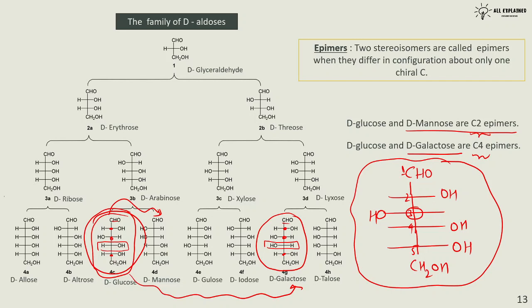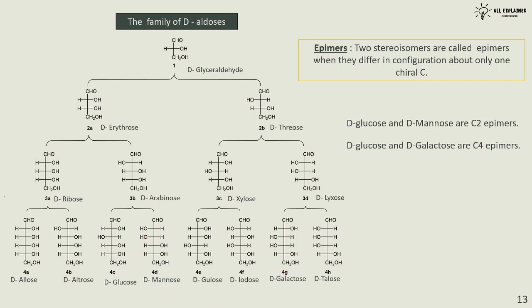So if you remember the configuration of glucose and you know some epimer relationships, like if you know that D-mannose is the C2 epimer of D-glucose, then you can easily just reverse this OH to this side and you can get D-mannose. So it's a very convenient method.